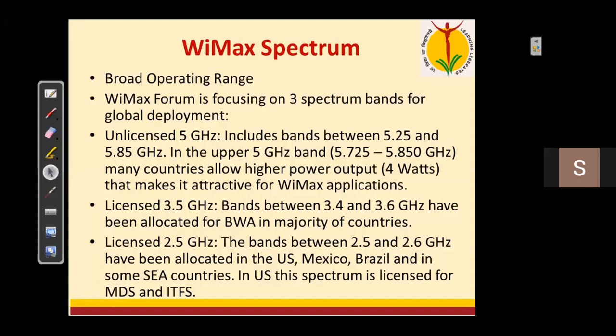The majority of countries use the licensed frequency band of 3.45 gigahertz; actually that band exists between 3.4 and 3.6 gigahertz. Some other countries like the US, Mexico, Brazil, and Southeast Asian countries use the licensed 2.5 gigahertz. So for WiMAX, the licensed frequency bands are 3.5 gigahertz and 2.5 gigahertz, and the unlicensed one is 5 gigahertz.